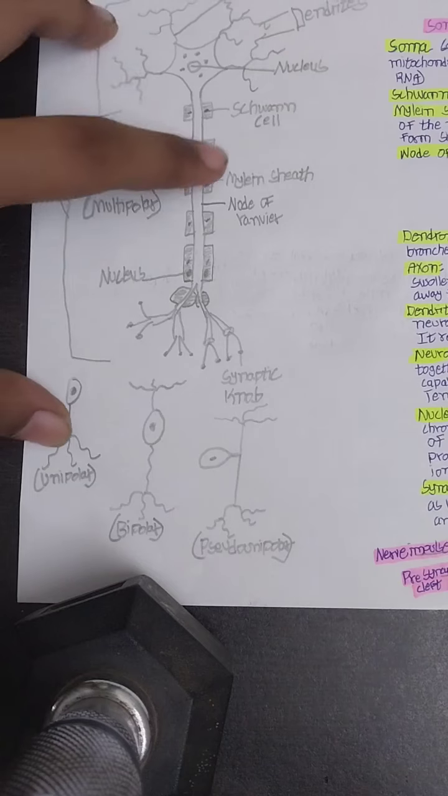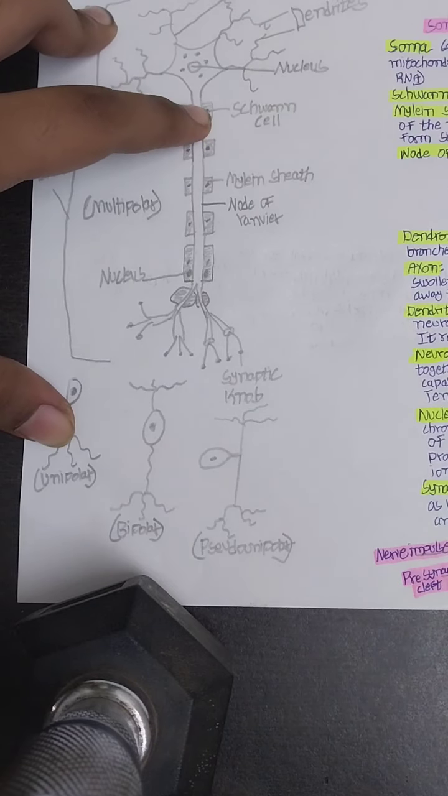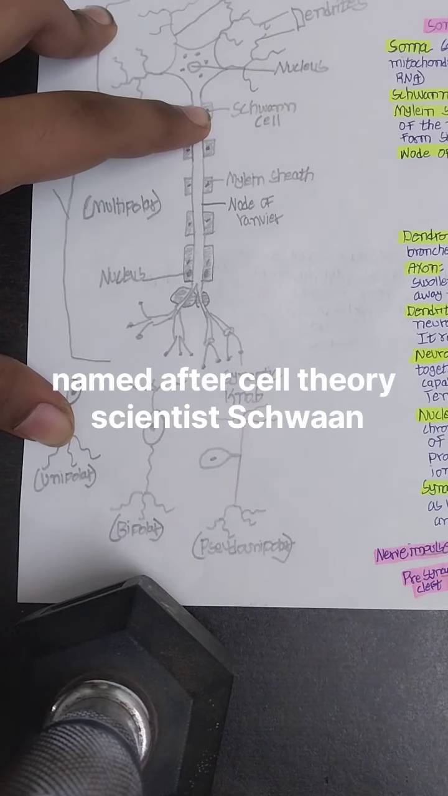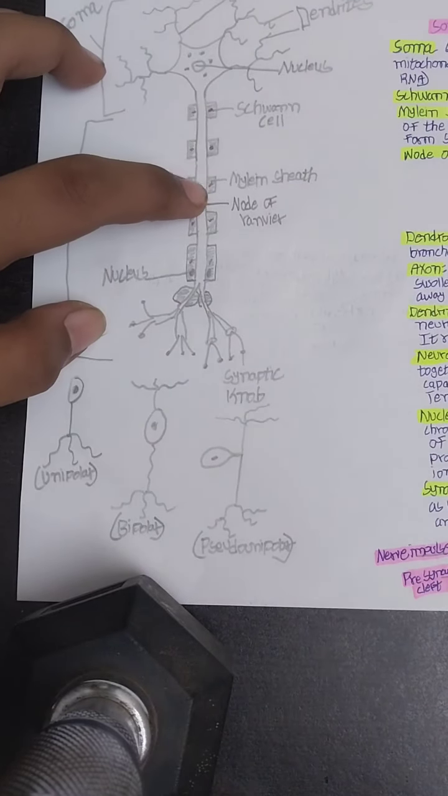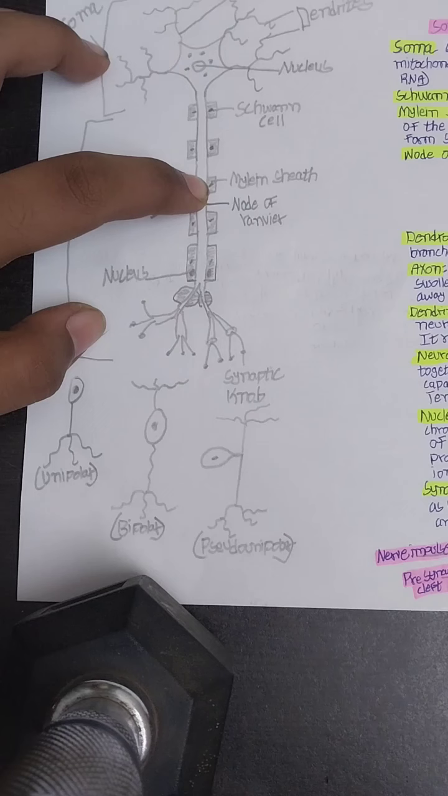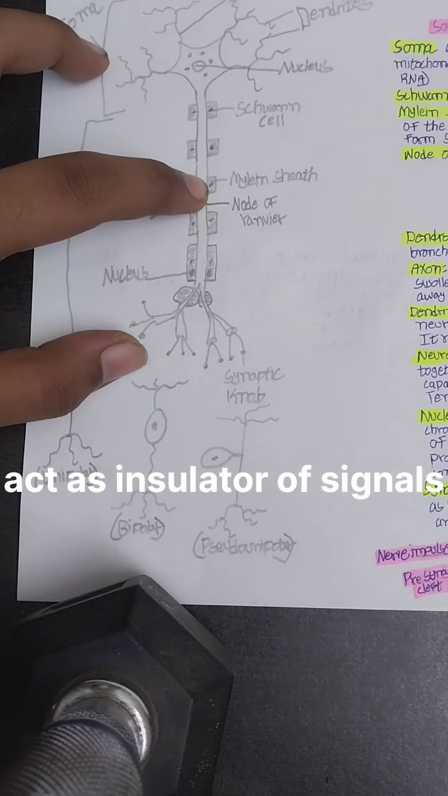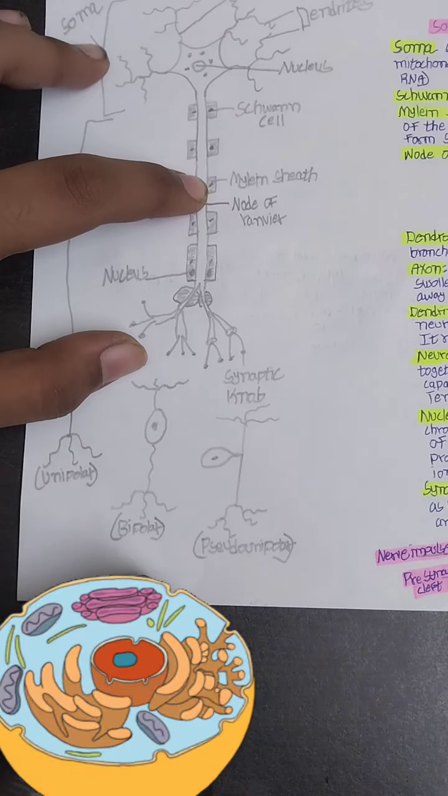Neuron also has structures called Schwann cells. These secrete a fatty insulating layer called myelin sheath. This structure is called myelin sheath. It is a sheath-like structure. It acts as an insulator. It prevents the signal from coming out of the nerve.